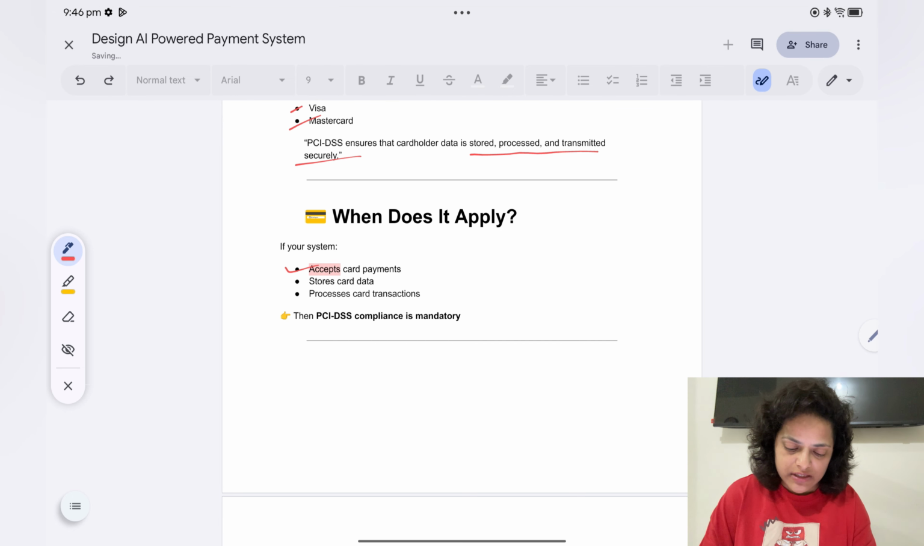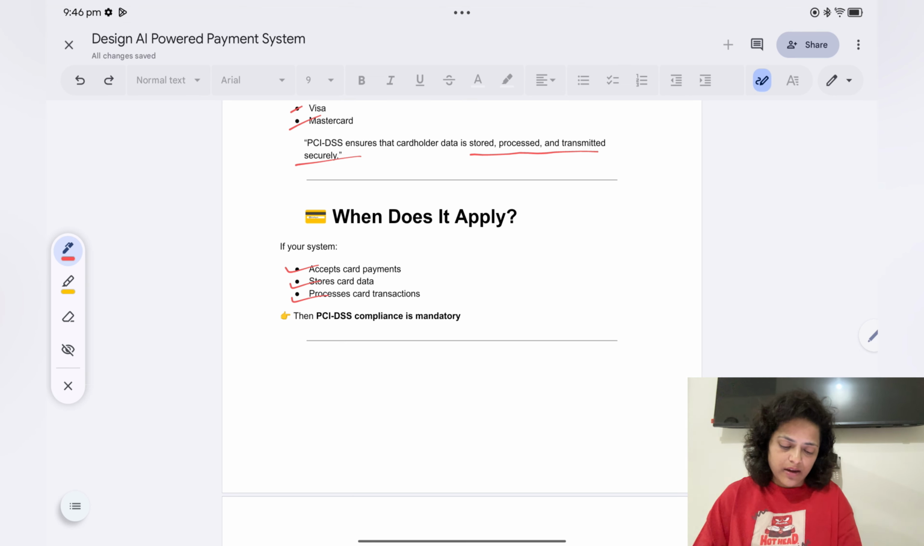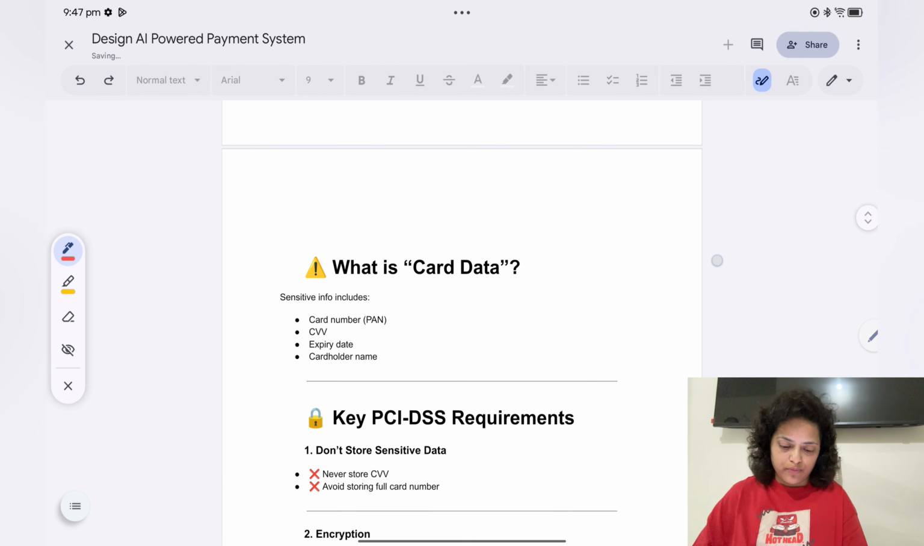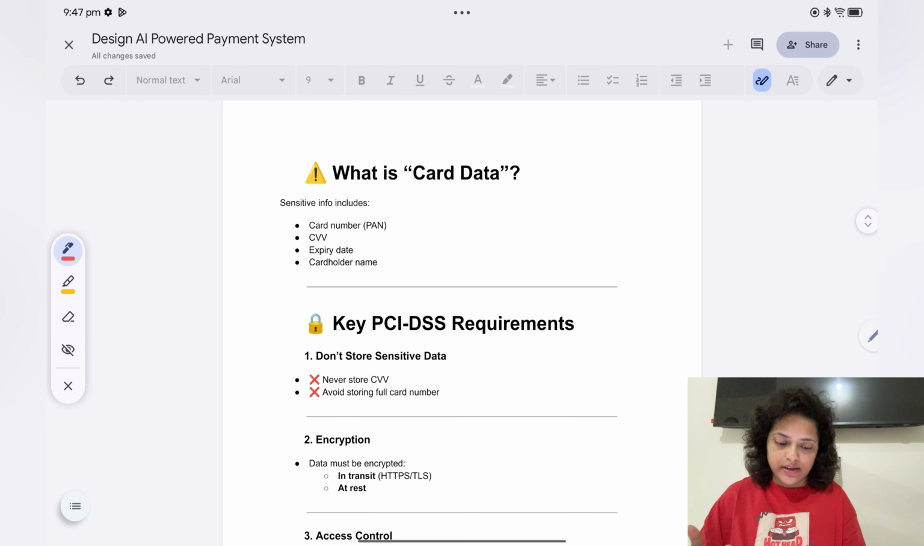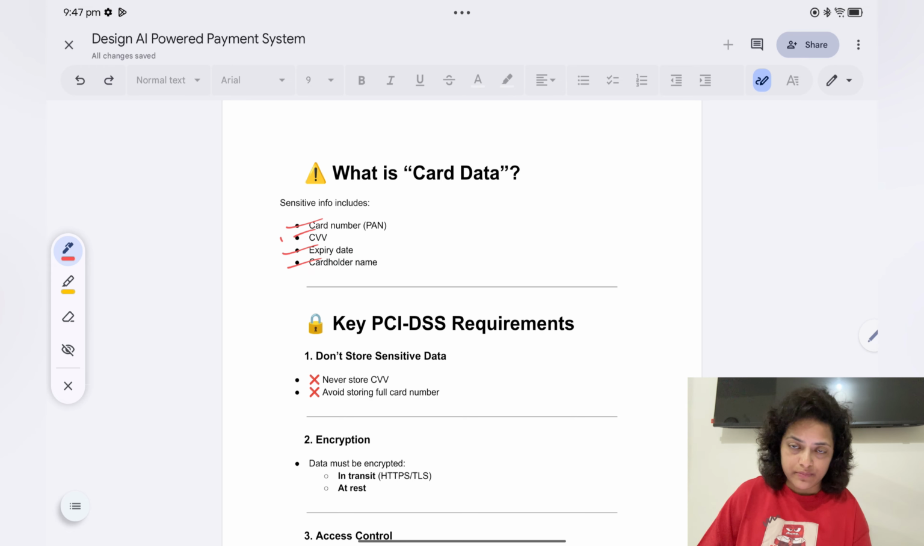Now when does it apply? If your system accepts card payments, stores card data or processes card transactions, anything related to card information, you need to provide security there. Then PCI-DSS compliance is mandatory for you. Now what is card data? Card data will include the card number, your CVV, expiry date, and cardholder name. All these details come under card data.